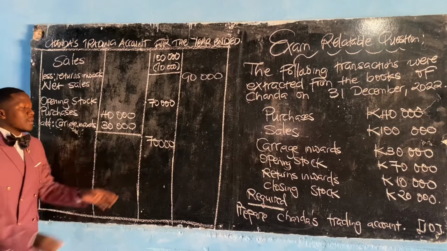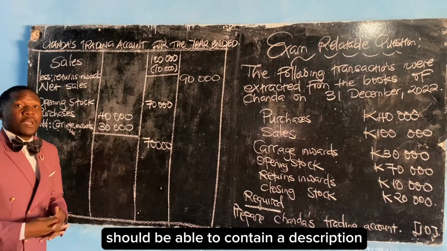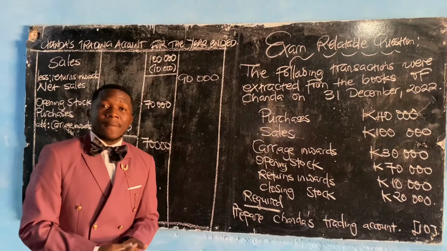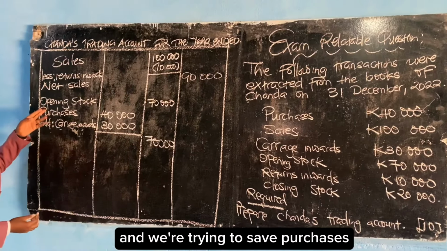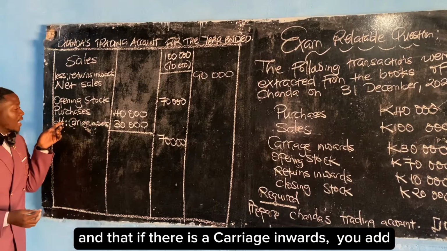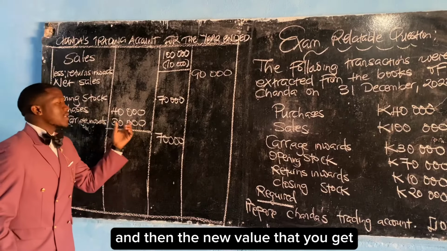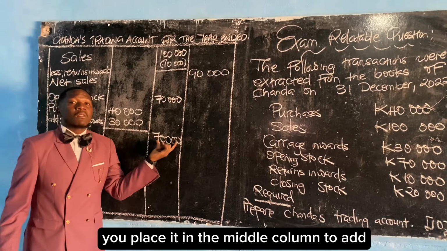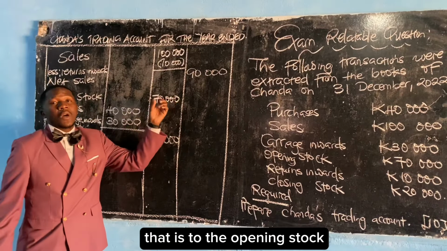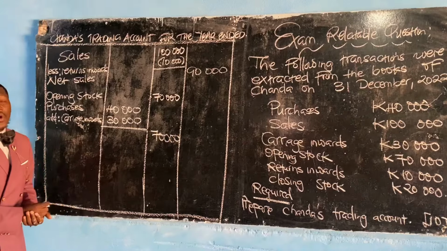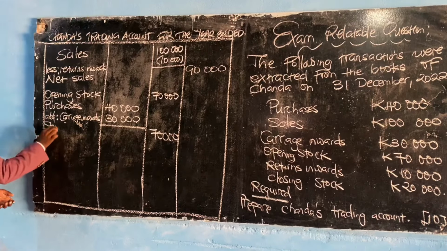So this 70,000 which you have here should be able to contain a description. And we're trying to say purchases, and that if there is a carriage inwards, you add, and then the new value that you get, you place it in the middle column to add to the opening stock. So when we put this, I'm going to say stock available.